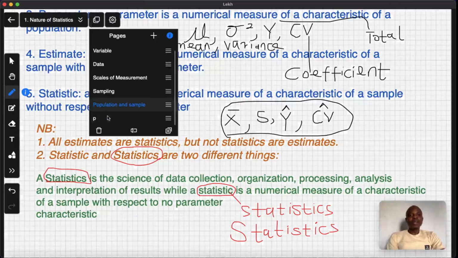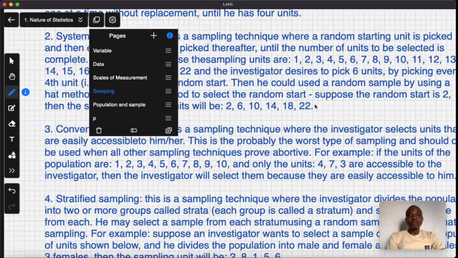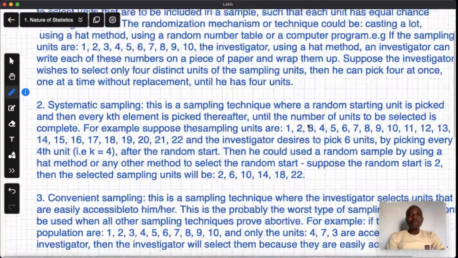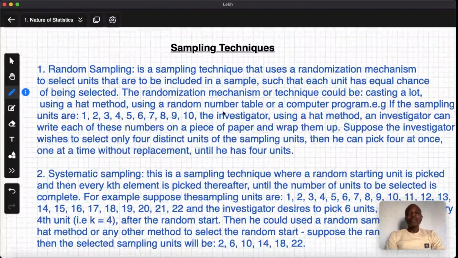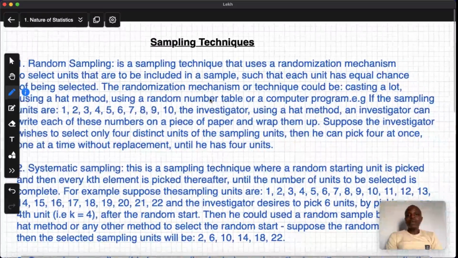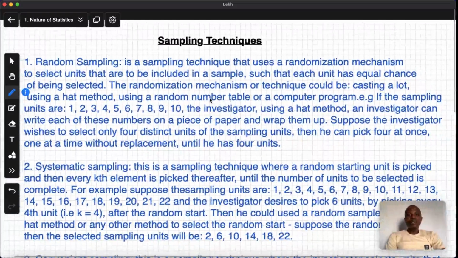And finally, we go to sampling. Now, what is sampling? Sampling techniques. You are taking a sample, a subset of the population for your study rather than the whole population. That will save your time. All right, so if you are doing that, because you may not be able to access every unit in the population, then one of the techniques you can use is what we call random sampling.